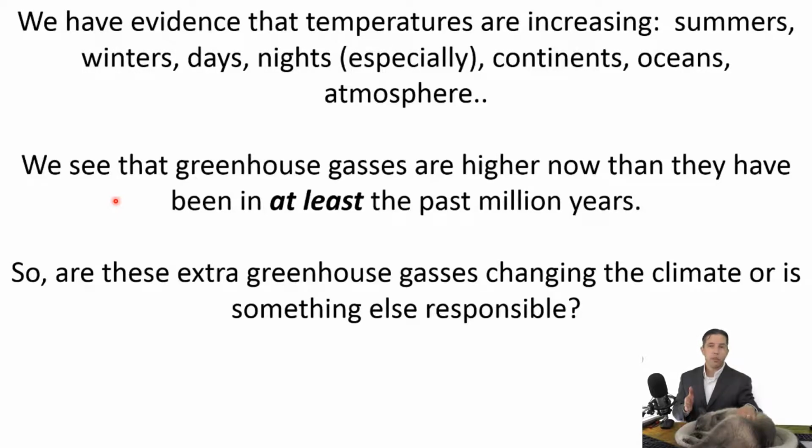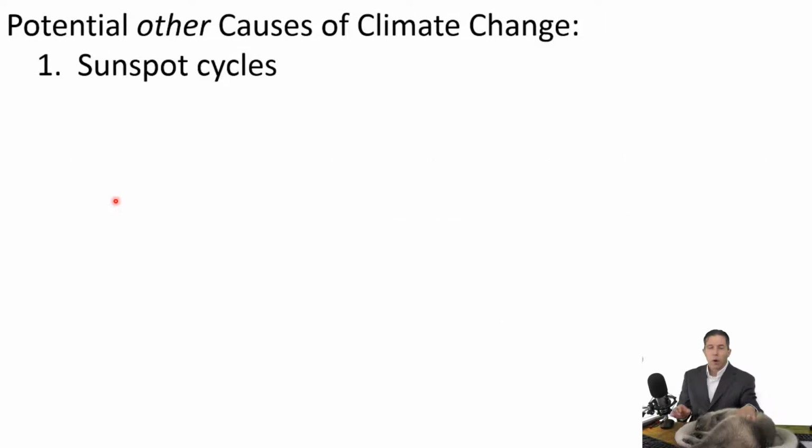Or could there be some other factor at work? So, what is another way that Mother Nature could possibly change the climate? How could we make the Earth warmer? If it's not humans producing greenhouse gases, what else could it possibly be? Well, one thing it could possibly be are sunspots.